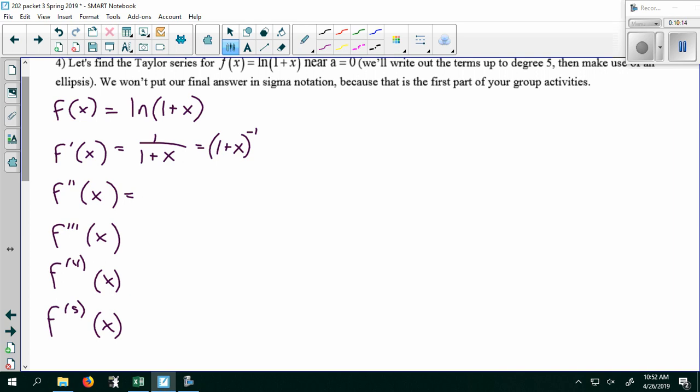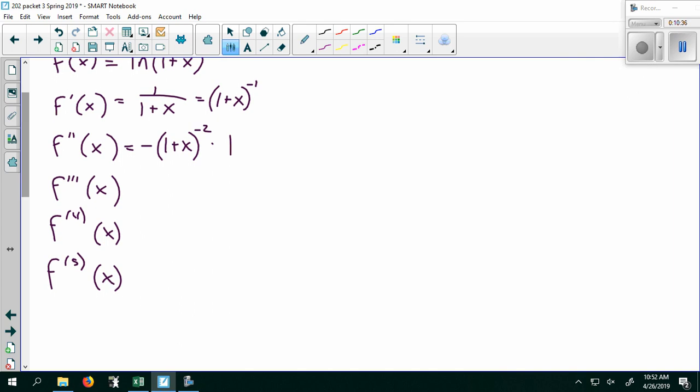That's some stuff to the negative 1. So I bring the negative 1 down in front, copy the stuff, reduce the exponent by 1. Normally, I'd multiply by the derivative of the stuff, but the derivative of the stuff is 1 in this case. So I won't bother writing it down. I normally wouldn't bother writing it down. I just did just to remind you of the chain rule.